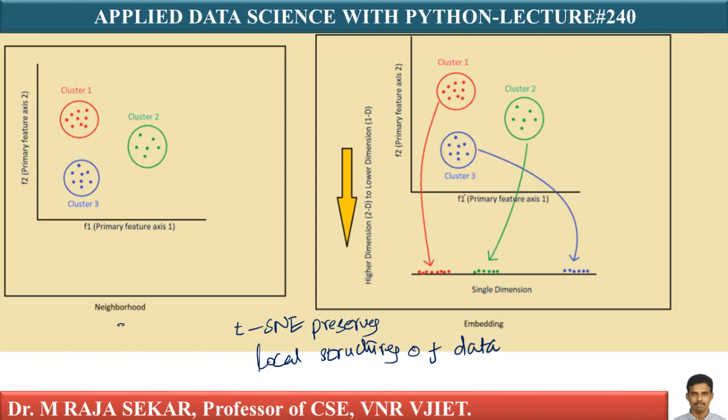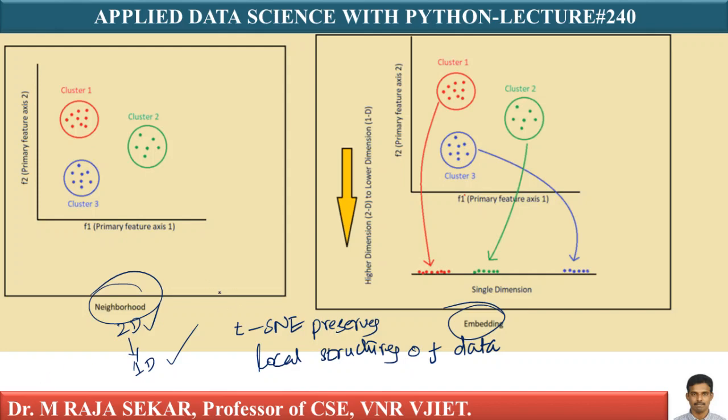In this case, if you convert data from 2D to 1D, here in this context 2D is higher dimensional and 1D is lower dimensional, SNE can preserve the local structure of the data. That's the point where the terms neighborhood and embedding are useful. Now we will try to understand what neighborhood and embedding are.